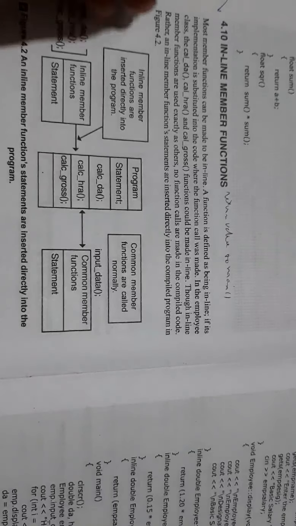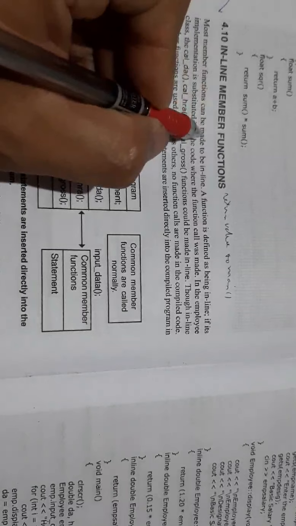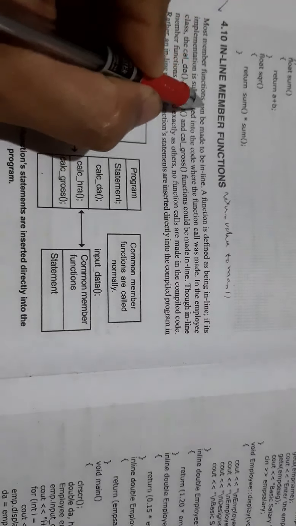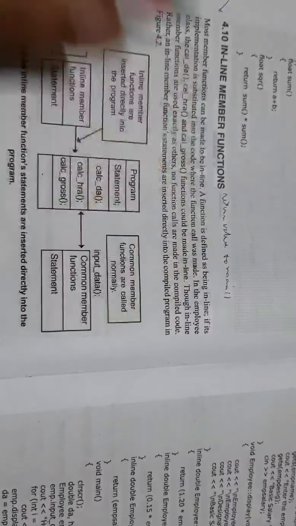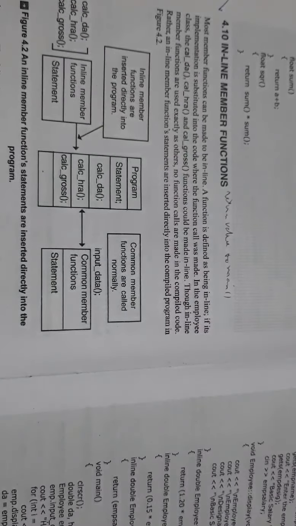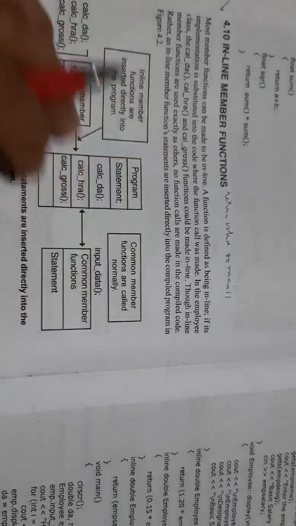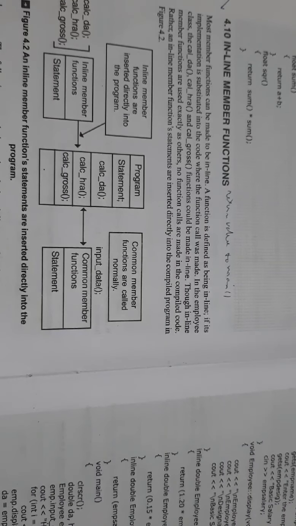So most member functions can be made to be inline. Okay, so you can see here most member functions can be made to be inline. A function is defined as being inline. So you see that a function can be defined as being inline. Meaning, by default member functions, when they are defined inside the class, are treated as inline.